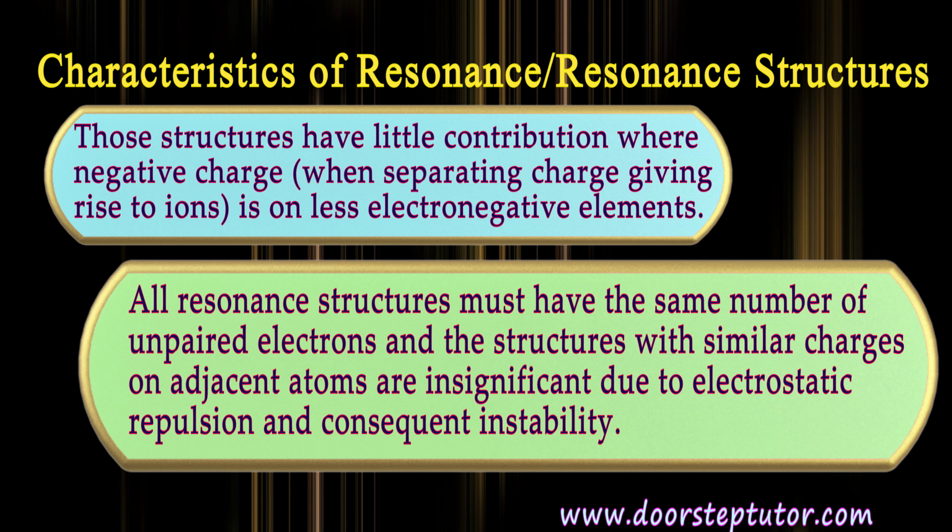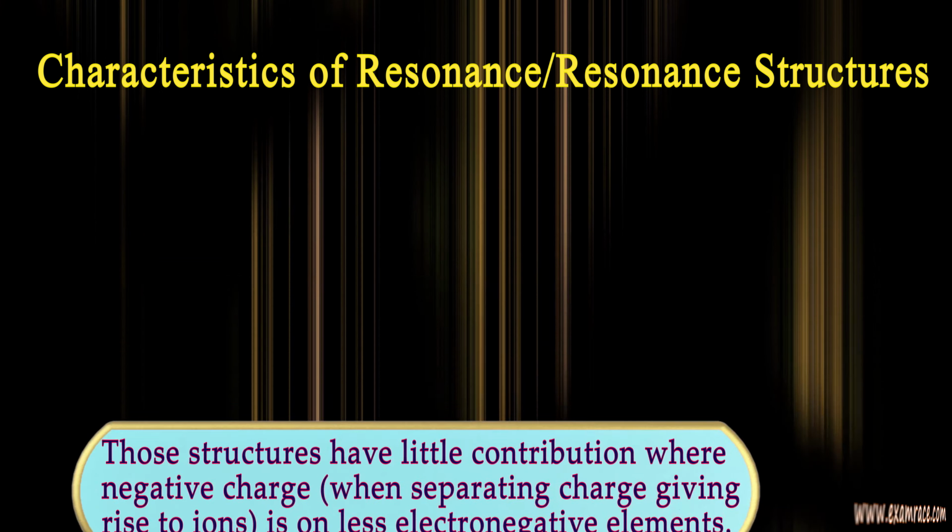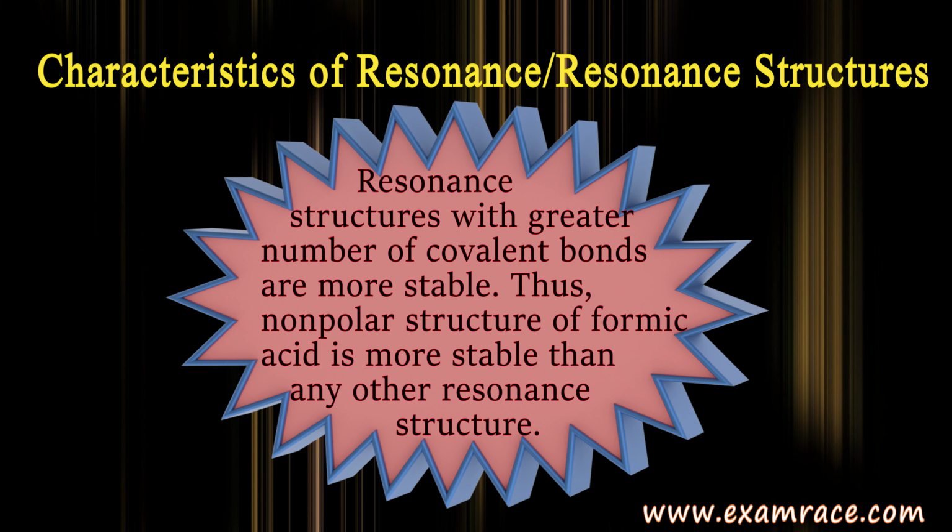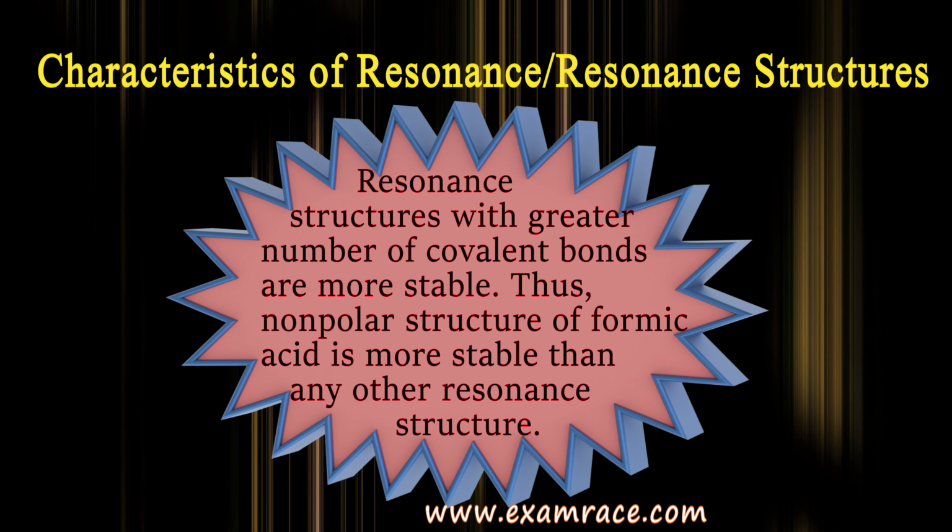We all know that the resonating structures are very unstable because of the higher energy. Now, resonance structures with a greater number of covalent bonds are more stable. If you compare a structure with a greater number of covalent bonds to another, you will find that the molecule with more covalent bonds will be more stable, okay? And more stability means less energy. So, the non-polar structure of formic acid is more stable than any of its resonating structures.